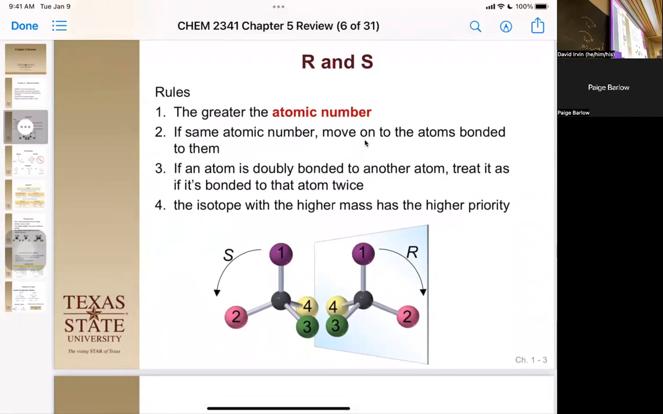Z number. Go out until there's a difference. The highest Z number wins. If you have double bonds, they get counted twice. And then if you have a higher isotope, it's a higher mass. And then 1, 2, 3 clockwise is R. 1, 2, 3 counterclockwise is S.